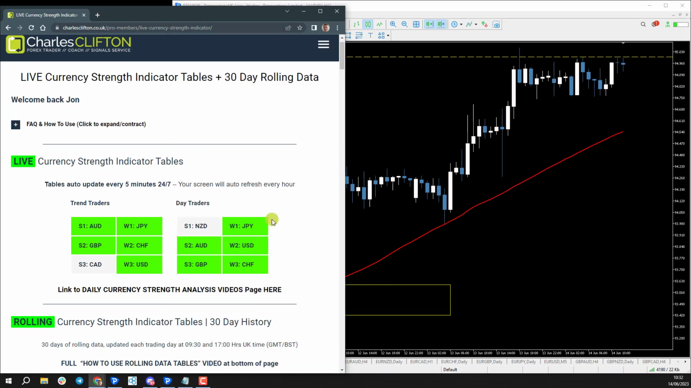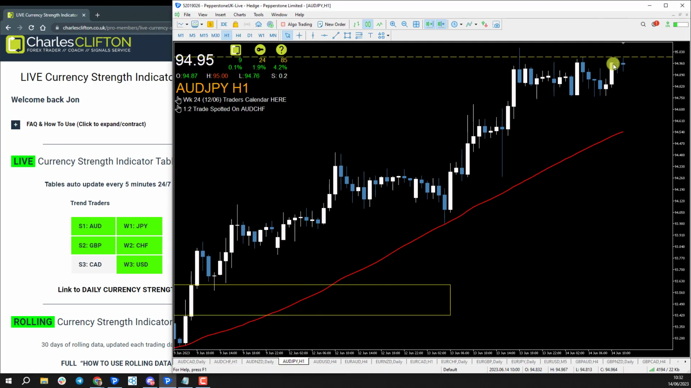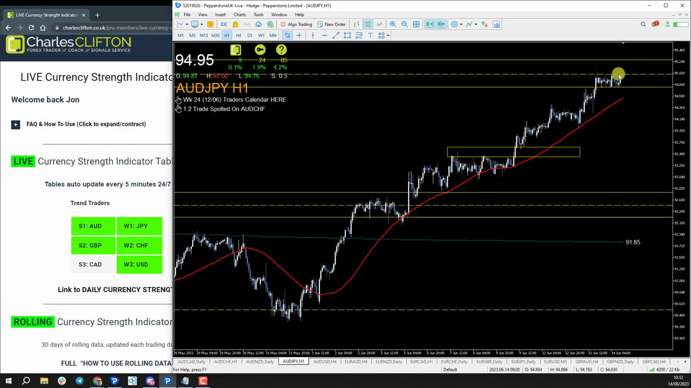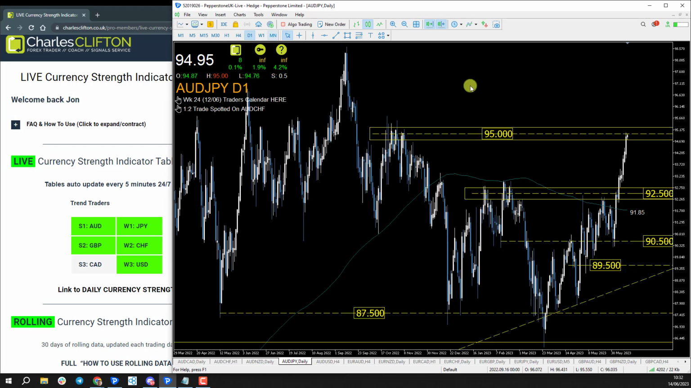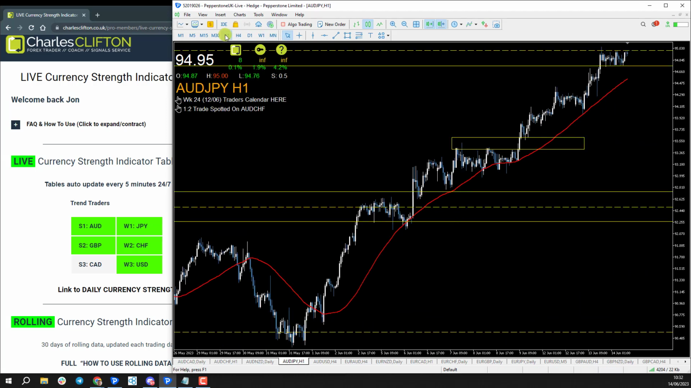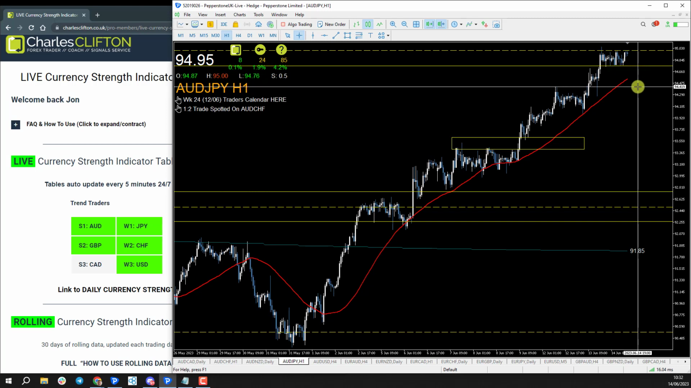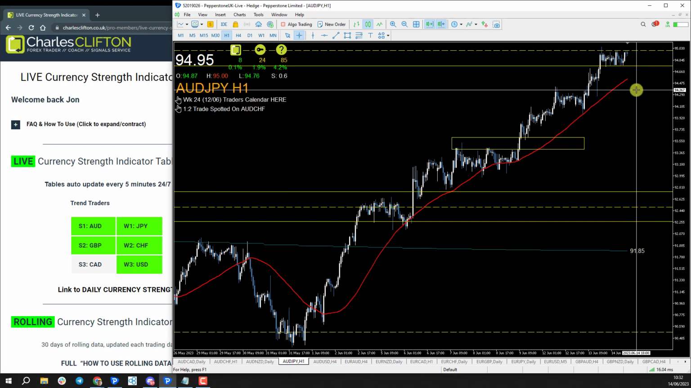Now, Aussie yen still tops the trend traders, and is obviously still featured on the day traders, so there's a possibility that Aussie yen can continue to press higher. My only concern at the moment is that we're at that 95 level that we pointed out as targets now. So I personally am going to sit and wait for this to mature and play out, and see if it breaks higher. If you are still interested in Aussie yen, you can still look at entries a little bit lower, perhaps the 94.40, which is just down through here.